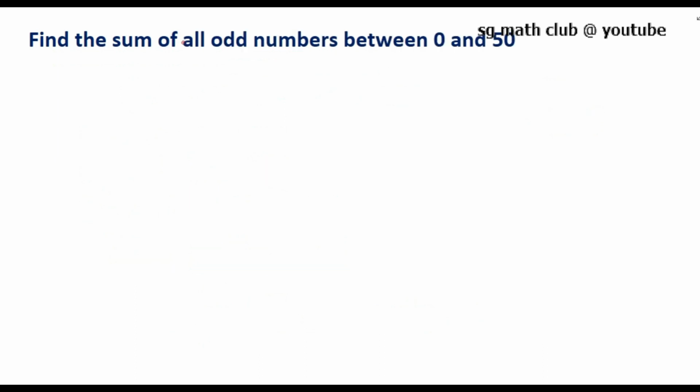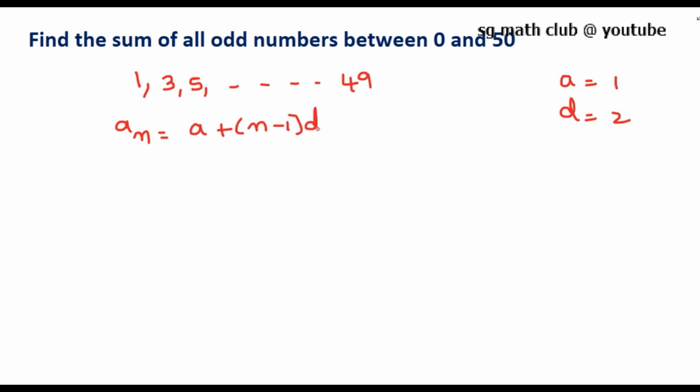So find the sum of all odd numbers between 0 and 50. First odd number is 1, second odd number is 3, 5, etc. Last odd number is 49. So here a is 1, d is 2, 3 minus 1 is 2. We need to find the sum of all odd numbers between 0 and 50. So first we will find out how many odd numbers there are using the formula An equal to a plus n minus 1 into d.